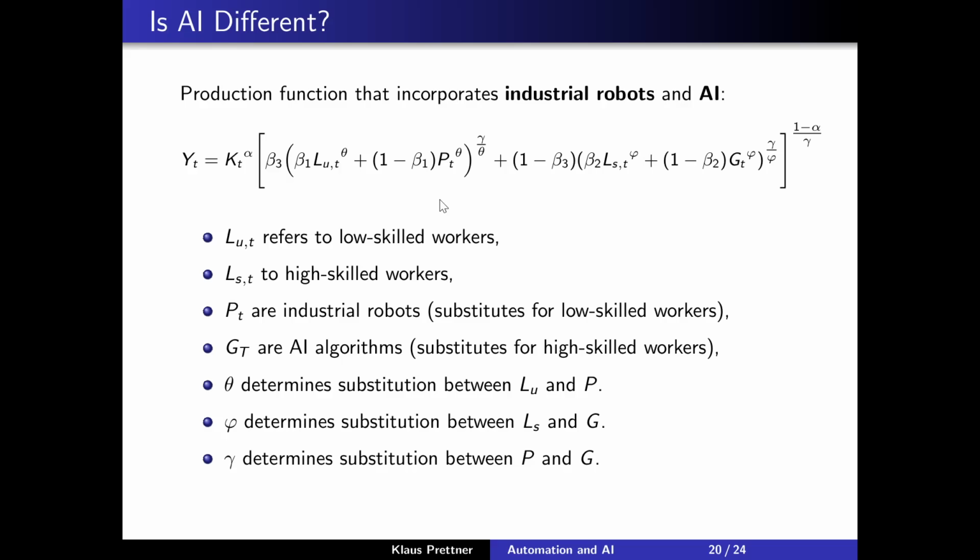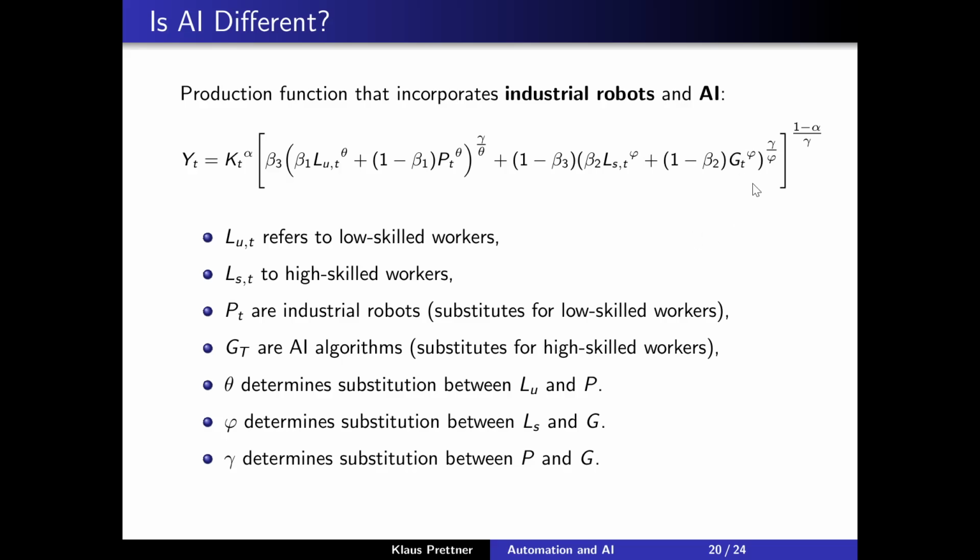Now, this production function is a double-nested CES production function, and it allows for a lot of different possibilities in terms of substitutability of the different production factors. So it's quite general, but what we say would most likely be the case is that industrial robots are a better substitute for low-skilled workers than artificial intelligence is for high-skilled workers, at least up to now. The reason is you can substitute the low-skilled workers directly with the robots, while for the tasks that high-skilled workers perform, you still need some form of human supervision.